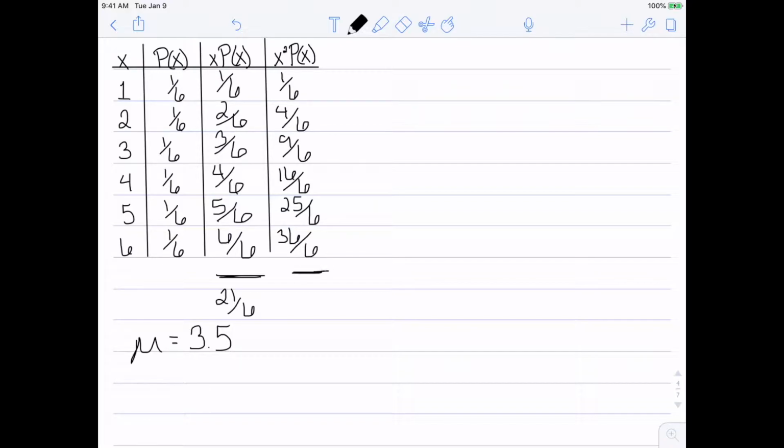Next, we need to add these up. And when we add them up, we get 91 over 6. So we then have 91 over 6 minus the mean squared, so minus 3.5 squared, which is approximately 2.92. So then our final step, we take the square root to get approximately 1.71 as our standard deviation.